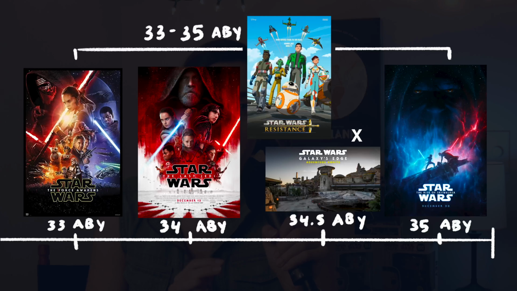Then we have Galaxy's Edge, which, yes, even though it is a physical place, an actual place you can go to, it has a specific place on the Star Wars timeline. Galaxy's Edge happens just at the end of where Star Wars Resistance happens and just before Rise of Skywalker. According to the official timeline, it is approximately 6 months before Rise of Skywalker.